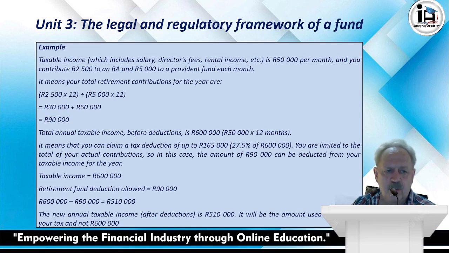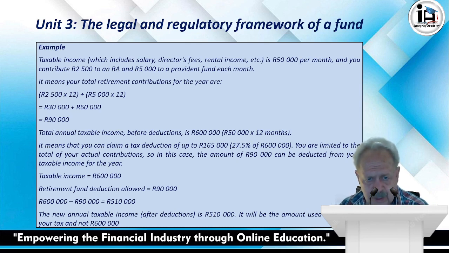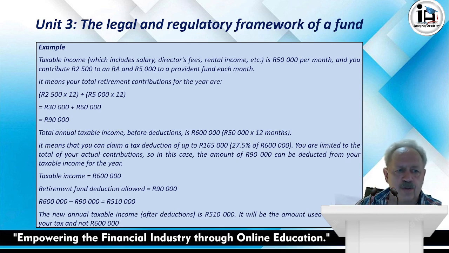Right, let's take an example. Taxable income, which includes salary and director's fees, rental income, etc. Let's say it is 50,000 per month. And you contribute 2,500 to an RA and you contribute 5,000 to a provident fund each month. So that's now 7,500 in total. It means that your total retirement contributions for the year are 2,500 times 12 plus 5,000 times 12, which is 30,000 plus 60,000. That adds up to a total yearly contribution of 90,000.